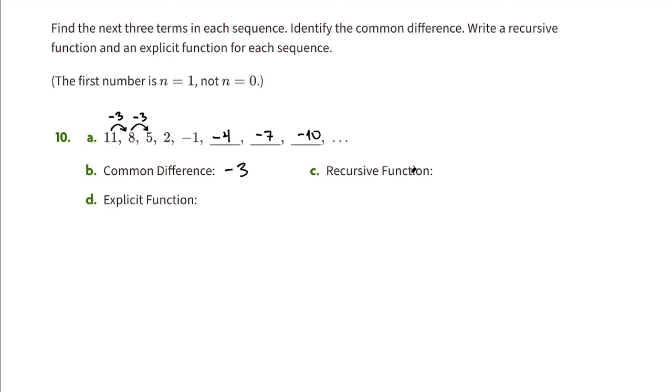For the recursive function, we can write it in words. The term that I'm looking for now is the previous term, and then -3.